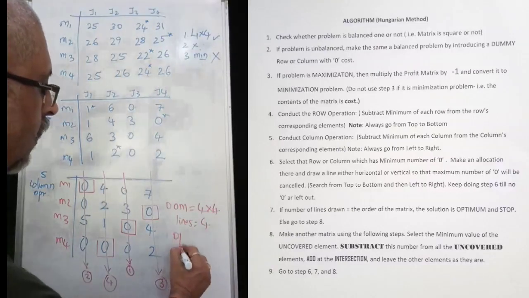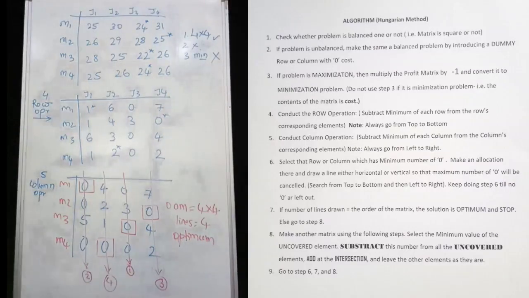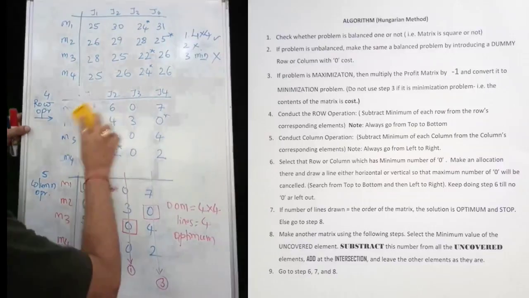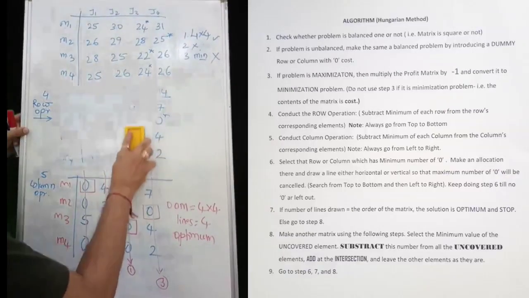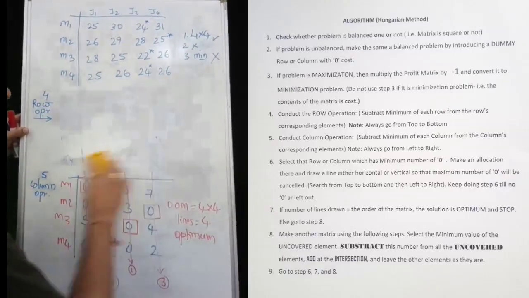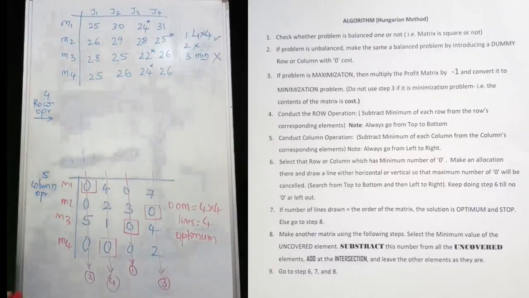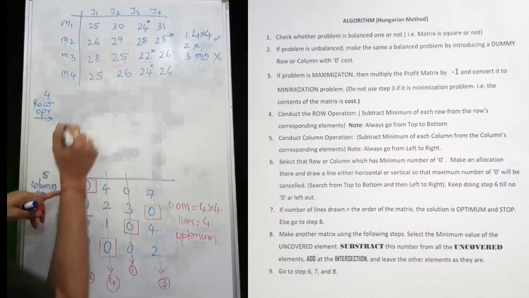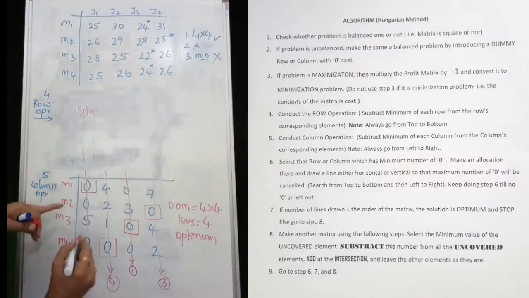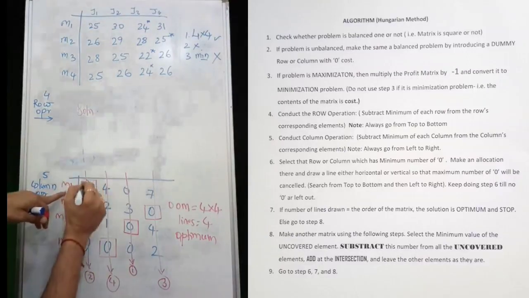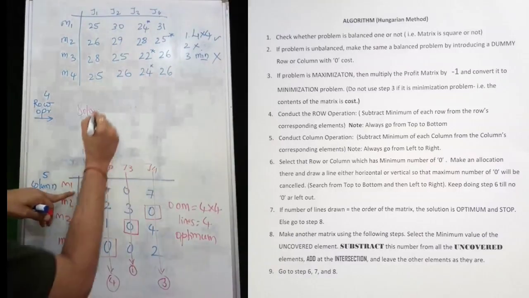Hence the solution is optimum. And what are the allocations? The allocations will be like this. Friends, when you are doing the allocation, please be careful. Please refer to the cost of the original matrix. Many students, what they do is they will refer to the immediate previous matrix. So don't make that mistake. So here M1, the final solution is, okay, M1 will do job number J1, J2, J3 and J4.